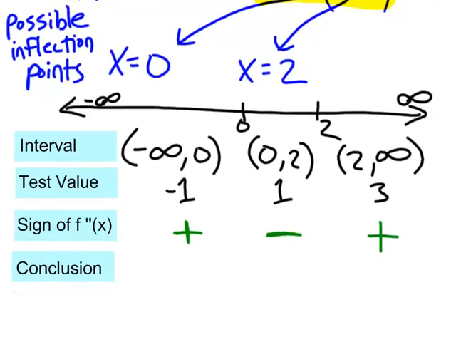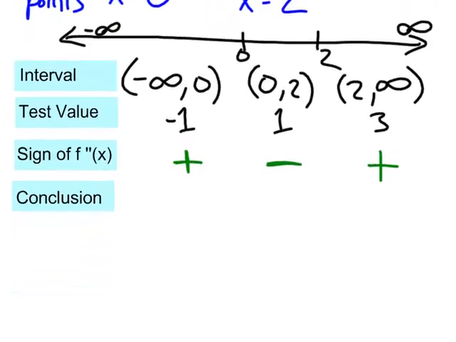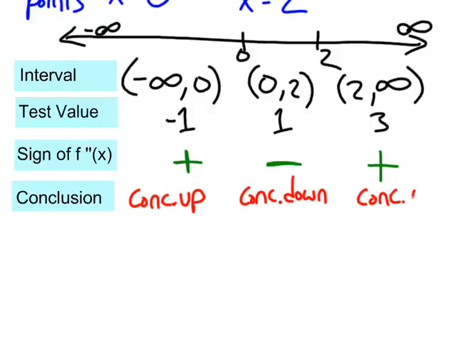So remember, the conclusions this time don't have to do with increasing and decreasing anymore. We weren't dealing with f prime, we're dealing with f double prime. So a positive now means not increasing, but concave up. And a negative means concave down, and then concave up again.